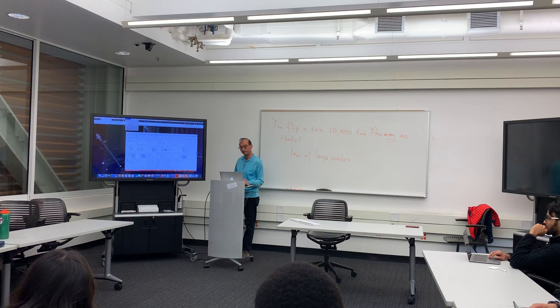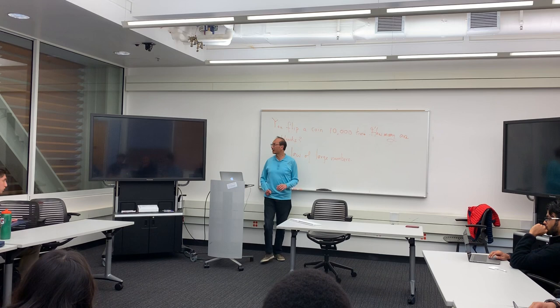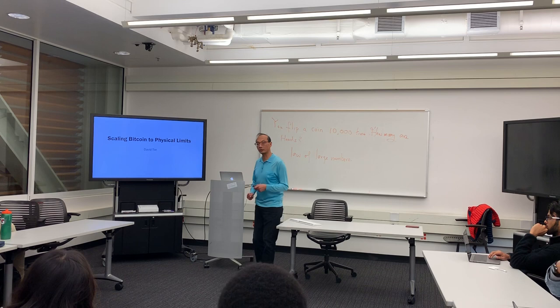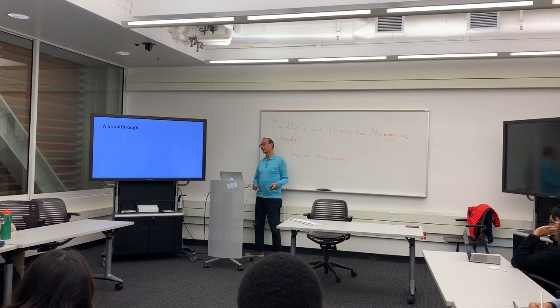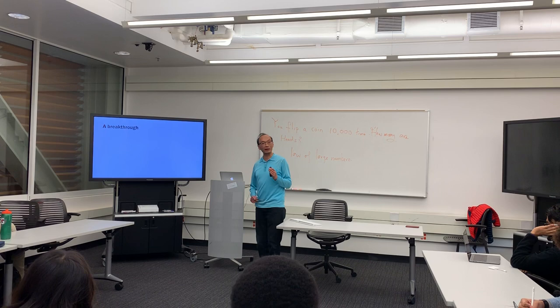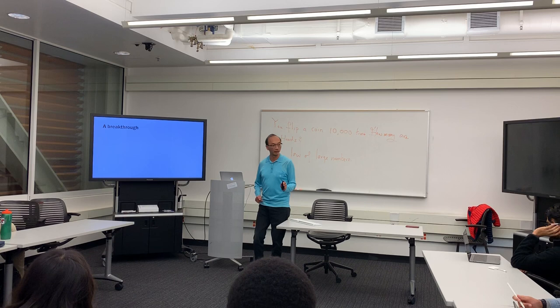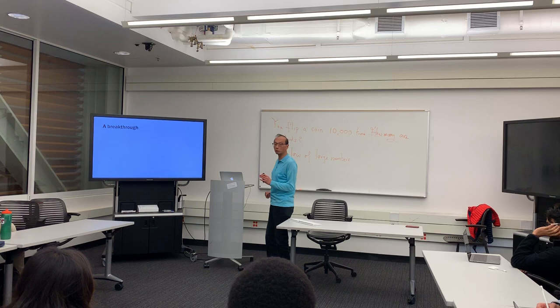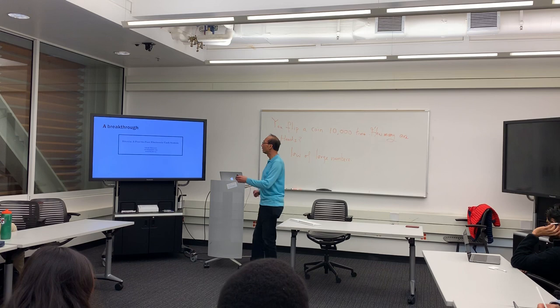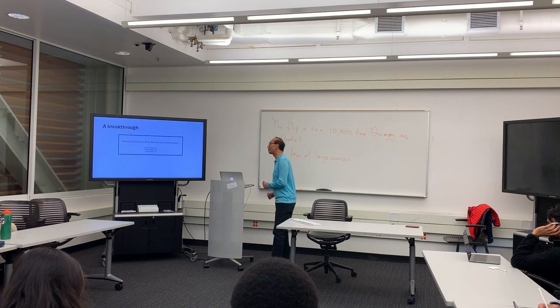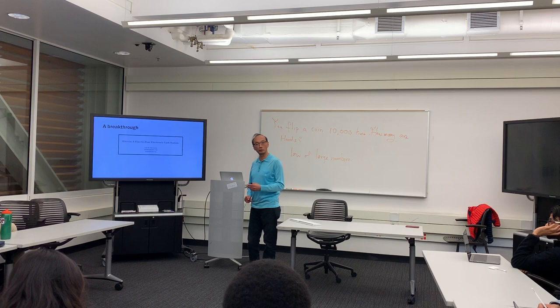The title of this presentation is Scaling Bitcoin to Physical Limits. I will try to explain what these things are. In science and engineering, breakthroughs don't happen every day, although people claim that there are breakthroughs every day. That's not true. Only every now and then there's a breakthrough. And in 2008, a true breakthrough happened, in the form of a particular system called Bitcoin. This paper was written by Satoshi Nakamoto. Do you know him? Very legendary guy. Nobody knew who he is.